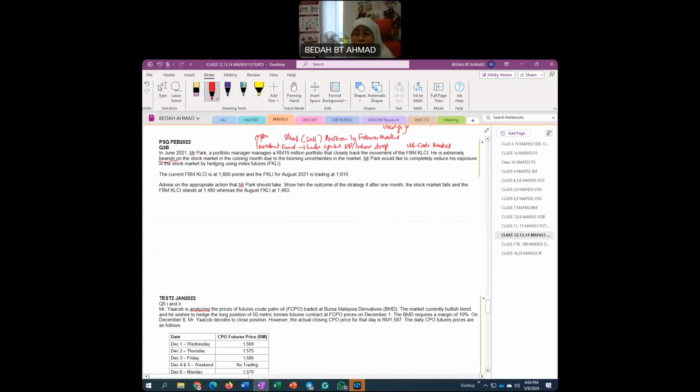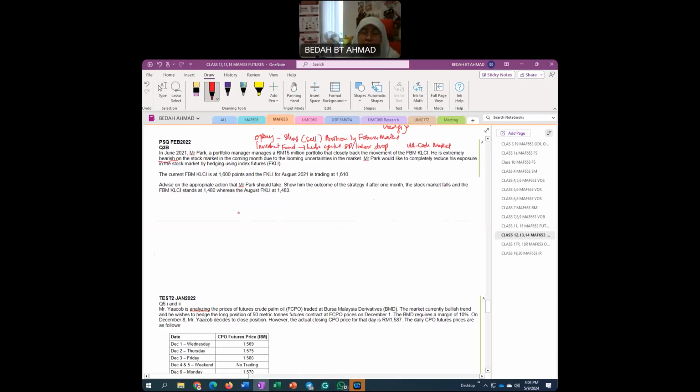So this is for the opening. And later at the closing, when the share price or the index has actually dropped, this portfolio manager needs to take a long position. Okay, the current FBMKLCI is 1,600 points.